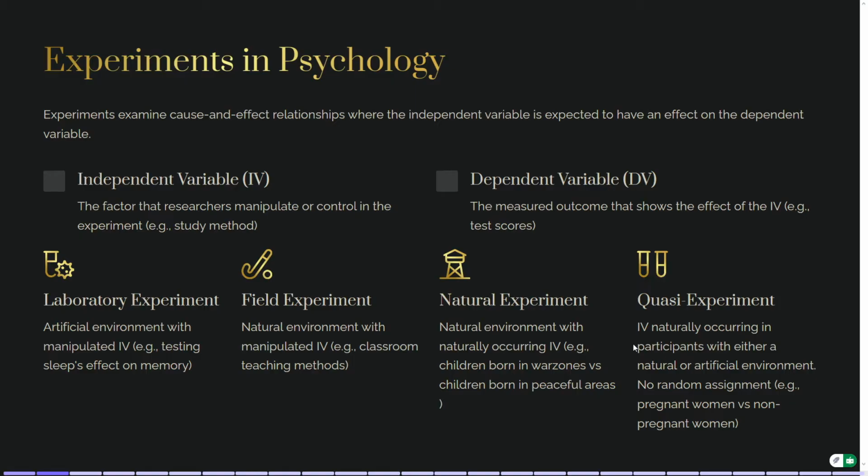A quasi experiment, on the other hand: the IV is naturally occurring in the participant. So the IV in this situation is not external, it's something within the participant's behavior, character, or traits. Let's say, for example, a pregnant woman versus a non-pregnant woman. You want to see who will be more active, for example. The pregnant woman naturally goes to the pregnant condition, and the non-pregnant woman naturally goes to the non-pregnant condition. So it is a natural behavior or trait or characteristic of the participant. So gender can also be in this situation.